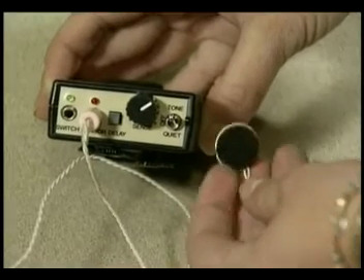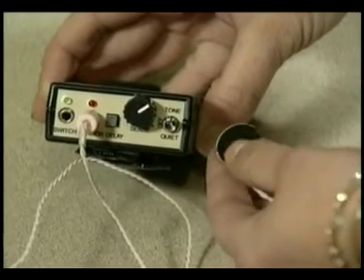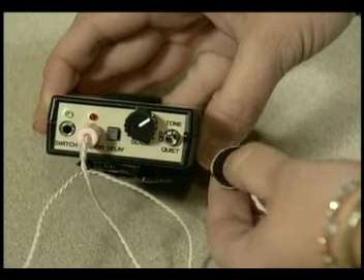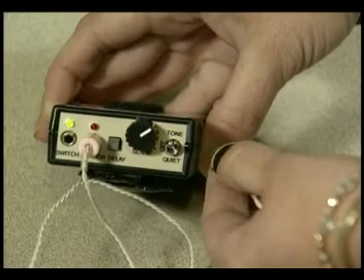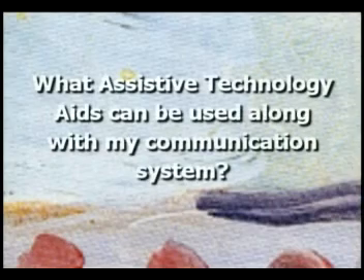This is a Pranky Romack P switch. It requires very little activation, and when I make an activation, the green light will go on. I can place this pad anywhere on the body.